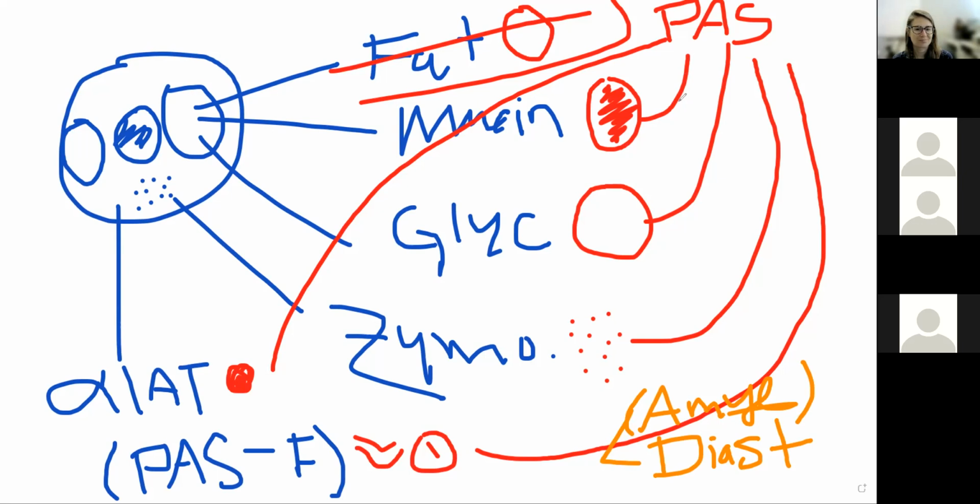Resistant. Sensitive, right? We have a couple votes for sensitive. All right, mucin is diastase resistant. Yes, thanks, Riham. So mucin will not get digested out with diastase. Glycogen is diastase sensitive, so it will get digested out. Zymogen granules are also diastase resistant, so they will be retained on the stain.